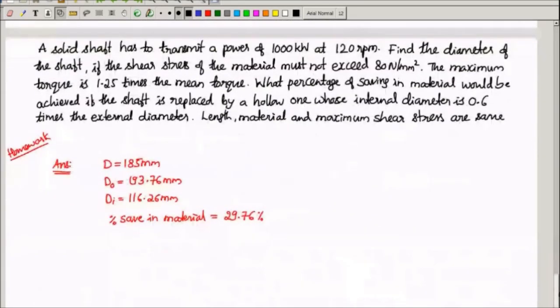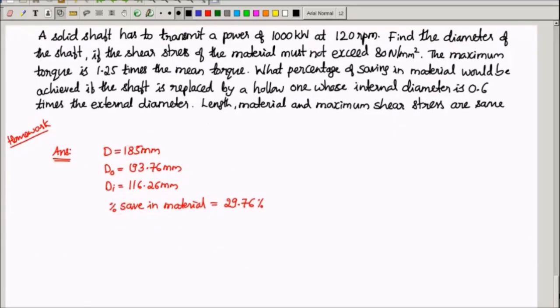Now I will give you a problem for homework. It is a solid shaft which has to transmit a power of 1000 kilowatt at 120 rpm. Find the diameter of the shaft if the shear stress of the material must not exceed 80 Newton per mm square. Maximum torque is 1.25 times the mean torque. What percentage of saving in material would be achieved if the shaft is replaced by a hollow one whose internal diameter is 0.6 times the external diameter? Length, material, maximum shear stress are the same for both hollow and solid shafts.